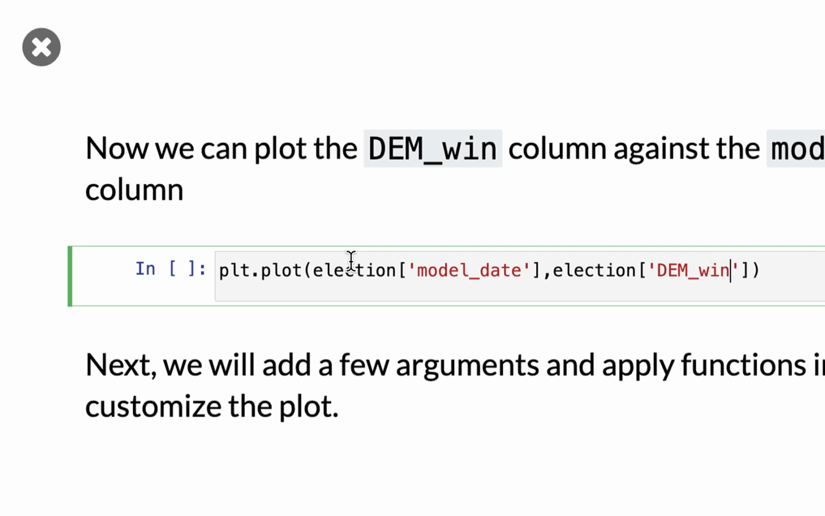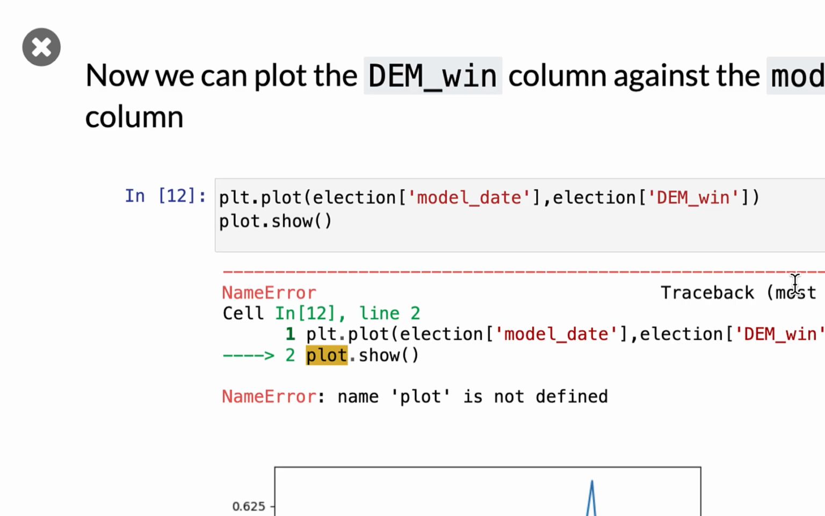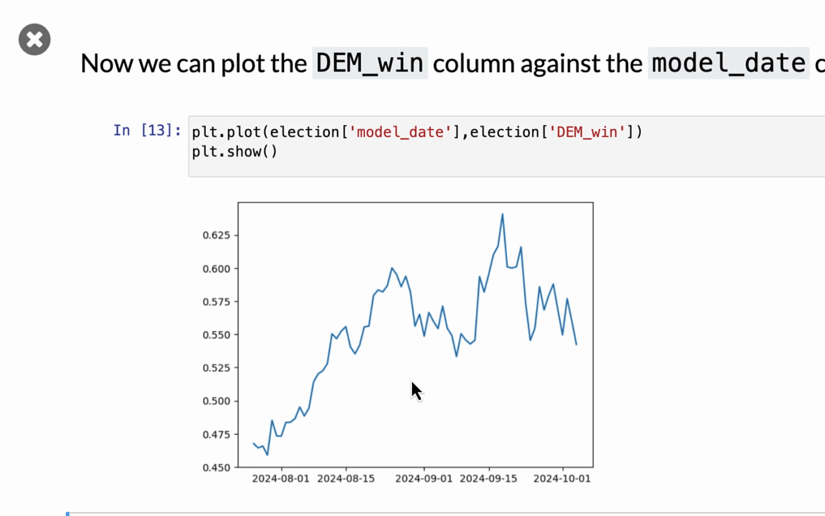Okay, so let's see what happens. Before that, let's do plt.show. Okay, so that's the plot. It may serve the purpose. So we see a line, I mean, not a straight line, but a line graph that shows the ups and downs, the fluctuations of the winning chance over time. So that's how we can easily create the plot.